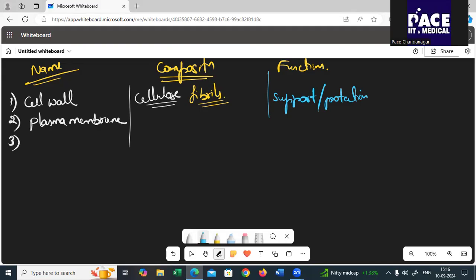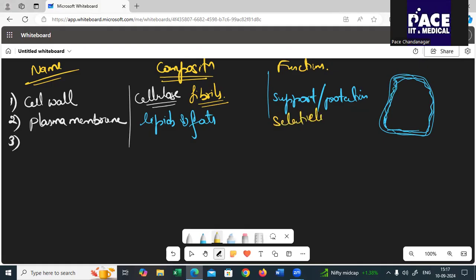And the plasma membrane is made up of lipids and fats. This inner thick membrane is nothing but your plasma membrane, which is made up of lipids and fats. And this is a permeable membrane, I would say, wherein it selectively permits molecules in and out of the cell.